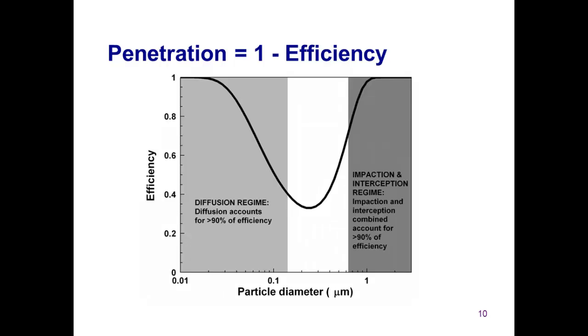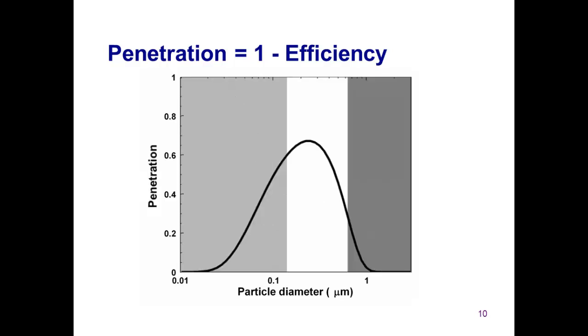This plot shows the efficiency curve from the previous slide. If we want to consider penetration, we can just flip that curve over. Instead of having a minimum efficiency between 0.1 and 0.3 micrometers, we have a maximum penetration between those sizes and zero penetration for the smallest and largest particles on the figure.